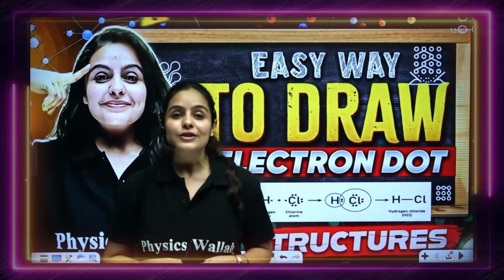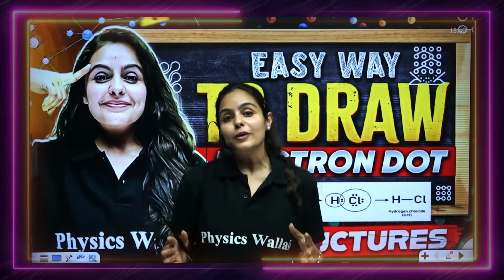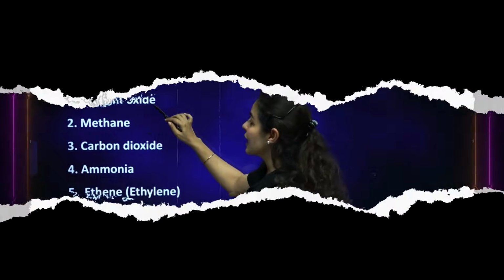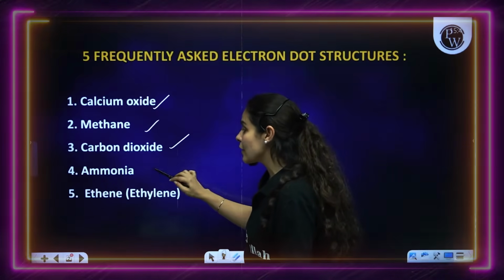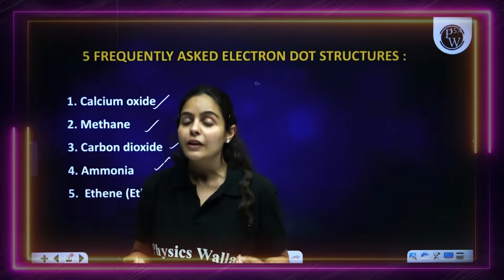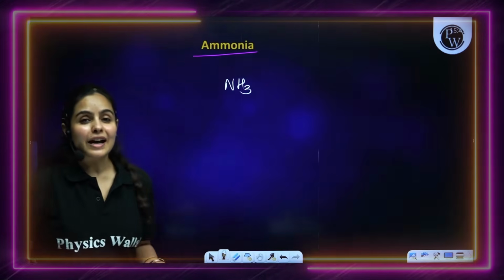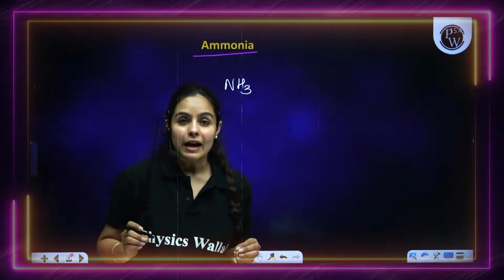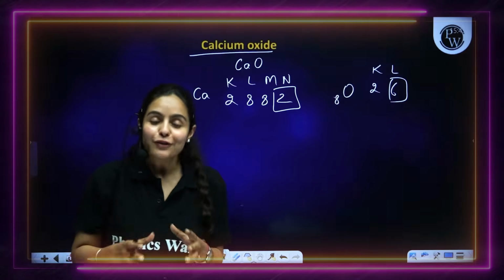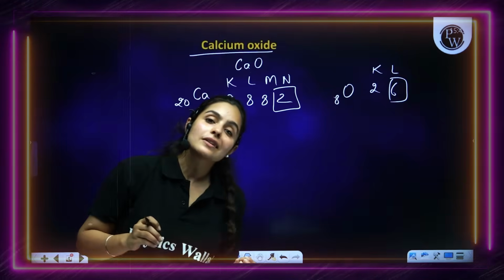I have brought you today an easy way to draw electron dot structures, which is again a part of your board paper and usually comes for 2 to 3 marks. Calcium oxide, methane, carbon dioxide, ammonia, ethene, and sometimes they also ask you ethane or ethyne. Ammonia, it's a gas, a very pungent smelling gas. Now the best part about electron dot structures is that you have to only pick the valence electrons.